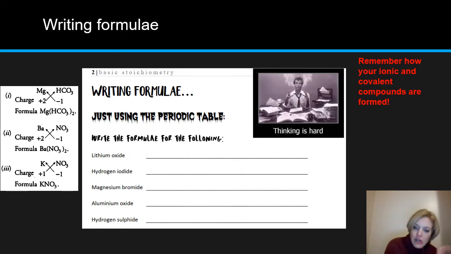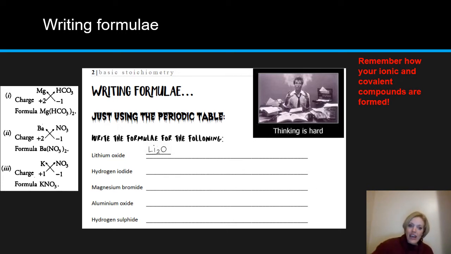Now I want you to have a look at page 2. You will see that there are five compounds there. Let's look at a few of these compounds. The first one is lithium oxide. How are we going to write this? Lithium oxide is going to be written as Li2O. Why? Because oxygen forms a 2 negative anion. So I would need 2 lithiums to cancel out the oxygen.